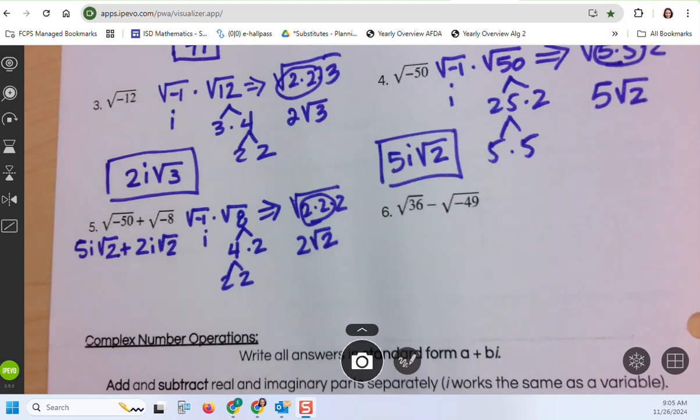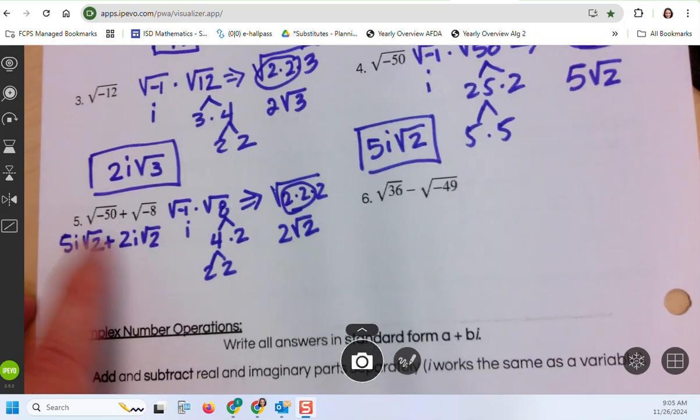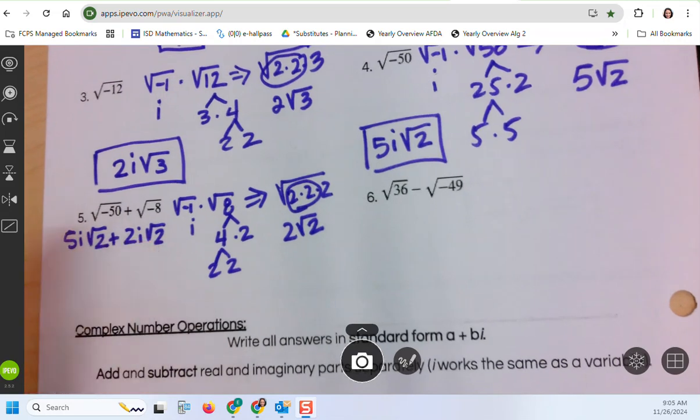Okay. All right. Are these like terms? 5i root 2 and 2i root 2. They are like terms because the only thing that's different is the coefficient. They both have i and they both have root 2. When you add like terms, you only add the coefficient and nothing else changes. So we only add the 5 and the 2 and we get 7i root 2.